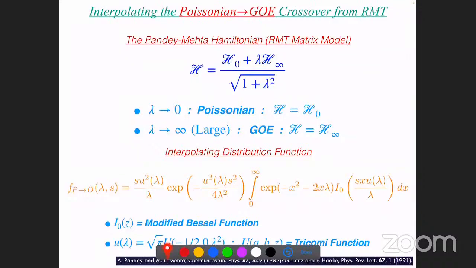And from an analytical treatment of these 2x2 Gaussian matrices, they had derived this exact expression for the crossover distribution of spacings, okay? So here, when lambda is equal to 0, you will recover the Poissonian expression. And when lambda tends to infinity, you will recover the GOE Wigner surmise. Okay, so this is some complicated function involving modified Bessel functions and so on.